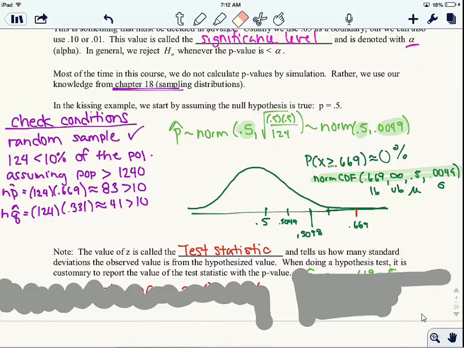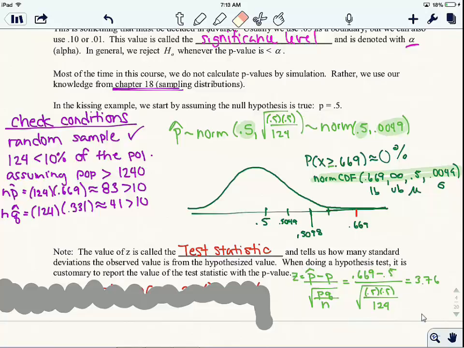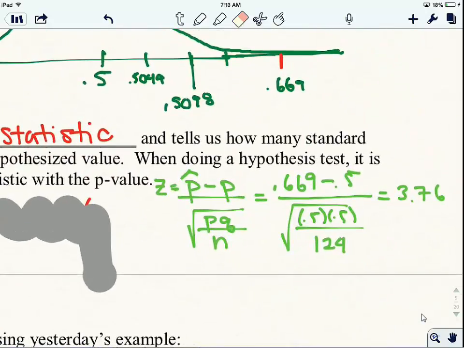All right, note, the value of z is called a test statistic, and it tells us how many standard deviations the observed value is from the hypothesized value. When doing a hypothesis test, it is customary to report the value of the test statistic with the p-value. So if you remember, to find z, we do our observed value minus the average, or the actual value, all over the standard deviation.